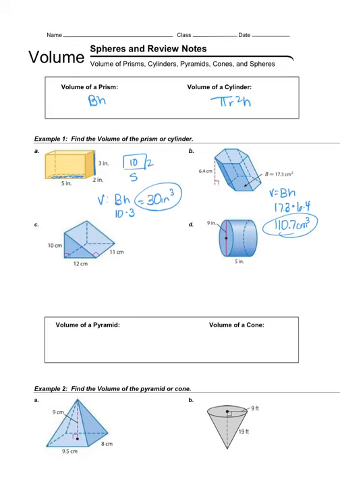Now part C, this one is a triangle prism. So the base here is this triangle out front. It's just sitting on its side, so we're going to draw it off to the side. To find the area of a triangle, we take the base times the height of the triangle, so 10 times 12 is 120, and we divide it by 2. So the area of that triangle base is 60. So volume is area of the base times the height, so the area of the triangle times how far apart those triangles are. Well, they're 11. So 60 times 11 is 660 centimeters cubed.